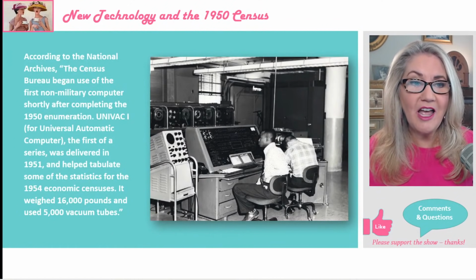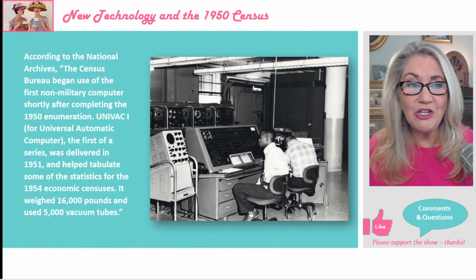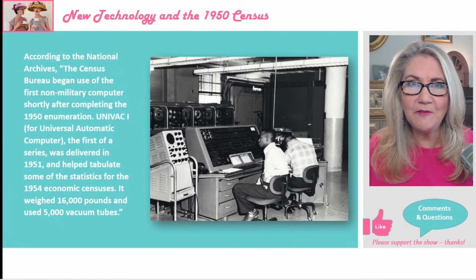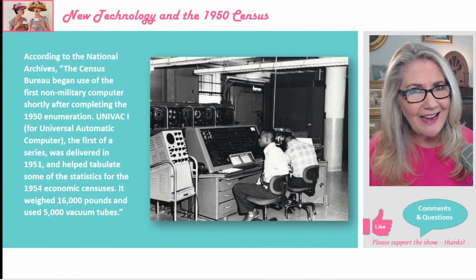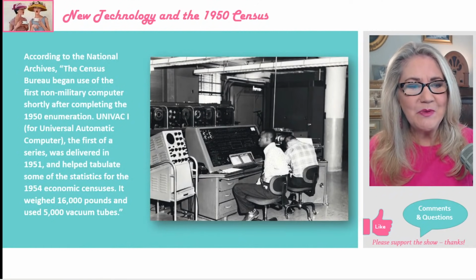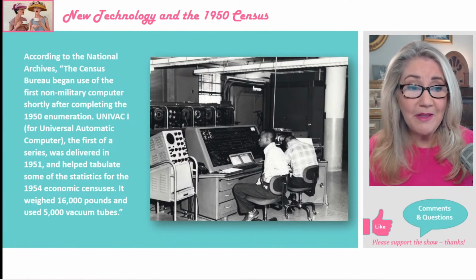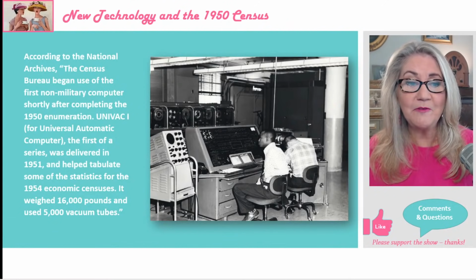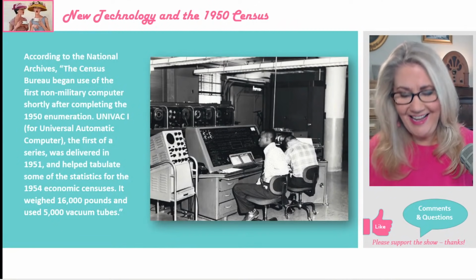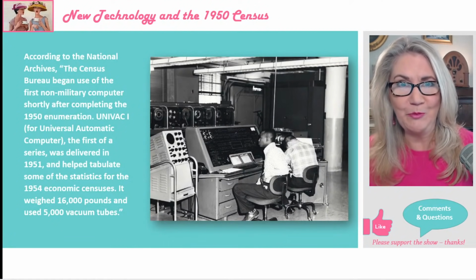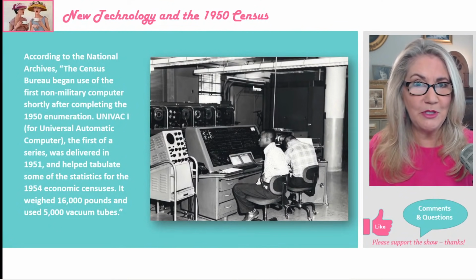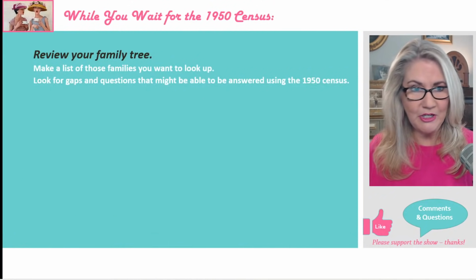According to the National Archives, quote, the Census Bureau began use of the first non-military computer shortly after completing the 1950 enumeration. It was called UNIVAC. You probably heard of that, the Universal Automatic Computer. It was the first of a series, was delivered in 1951, and it helped tabulate some of the statistics of the 1954 economic censuses. It weighed 16,000 pounds and had 5,000 vacuum tubes. Remember when you had to call the TV repairman to come and change the tubes in your TV? Oh my gosh, I wouldn't want to be in charge of that.